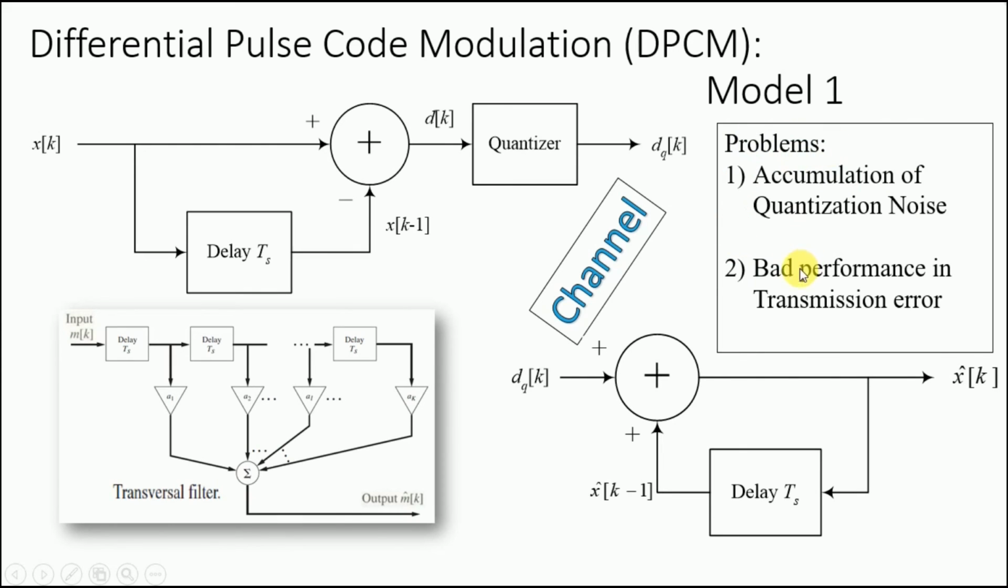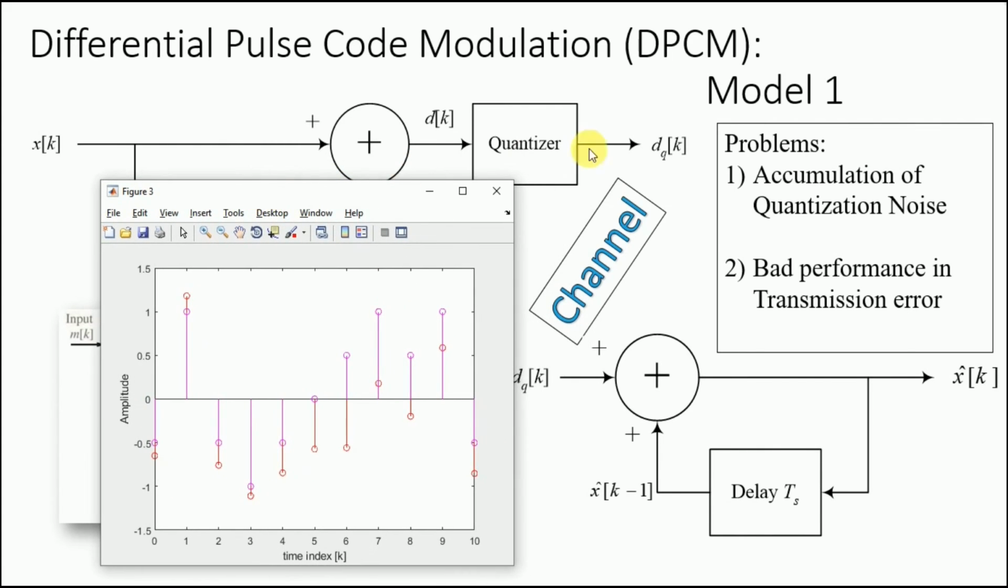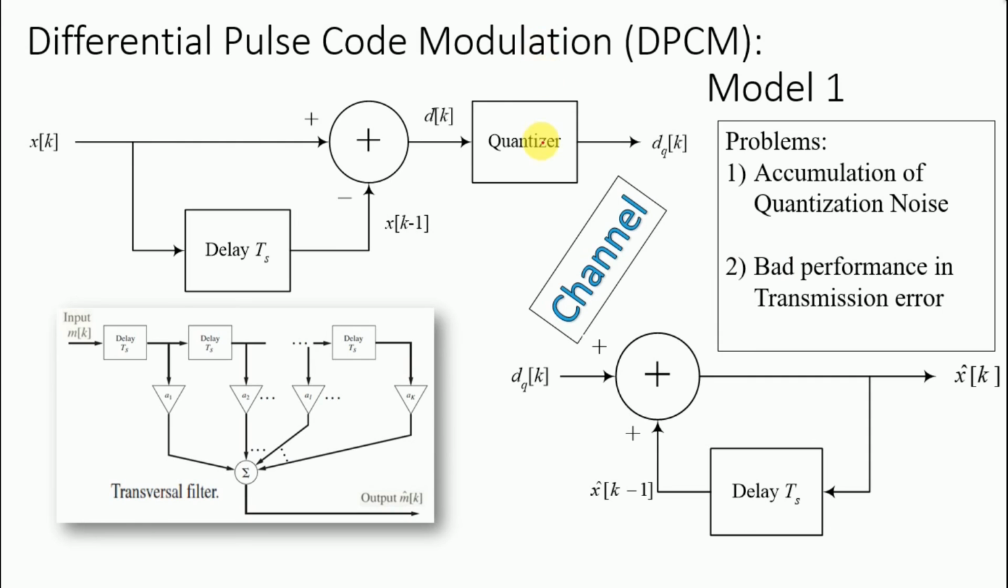The next problem with this one is it has a bad performance in transmission error. This is because we are working on the difference, so if there is an error in transmission, say because of this channel there was some kind of non-linearity, and the value of dq of k, say at k equal to 3, got distorted over here. In DPCM, all of these will be affected because you are working on the differences. But for PCM you are sending each symbol independently, and hence you would not have that bad a performance.